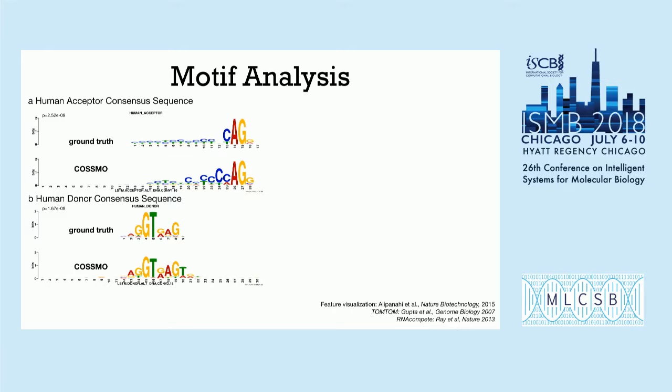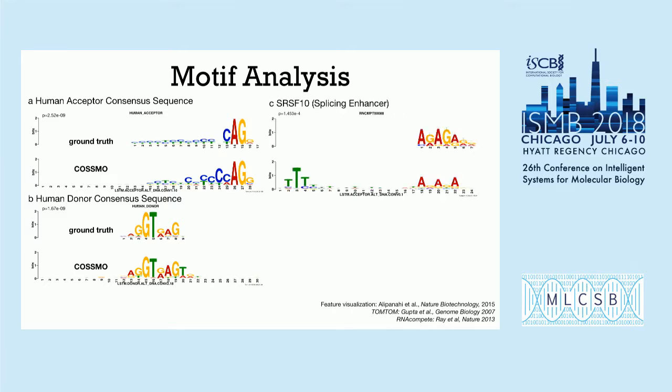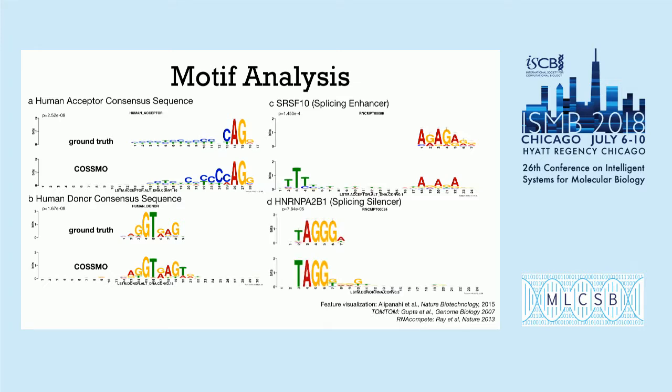And when we compare our motifs to the RNAcompete database of RNA binding proteins, we find a lot of matches against known splicing enhancers and silencers. In particular, we found a lot of matches against SR family proteins, which are known splicing enhancers, and hnRNP proteins, which are known splicing silencers.